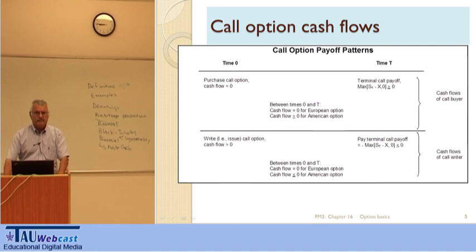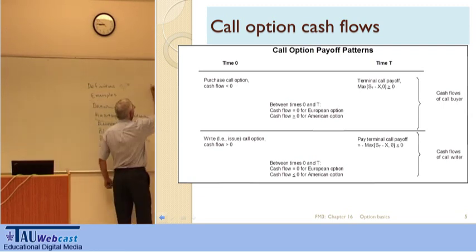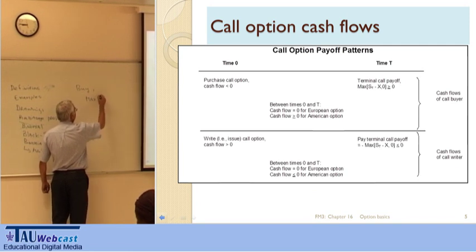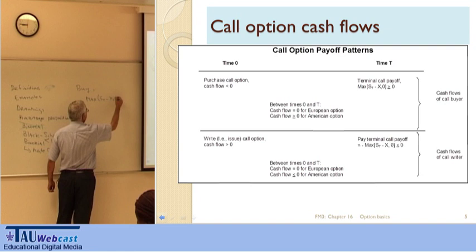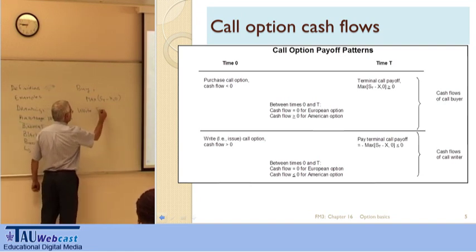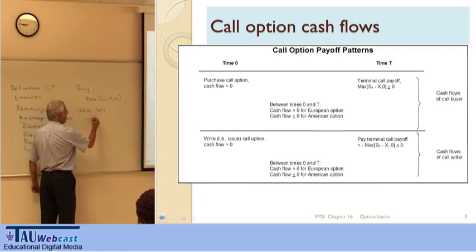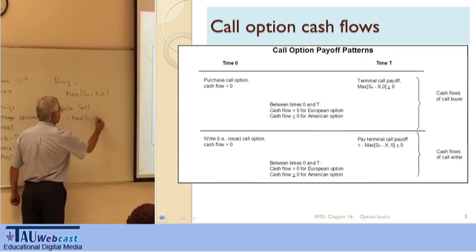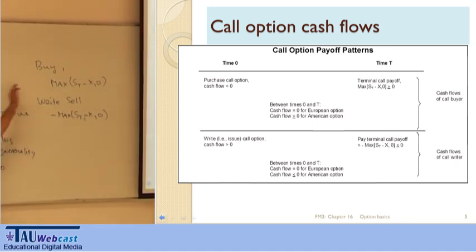There's something else on this slide that you also know. If you buy an option, then the payoff is max(ST minus X, 0). If you write or sell an option, then the payoff is minus max(ST minus X, 0). But of course, the initial cash flows are also reversed.